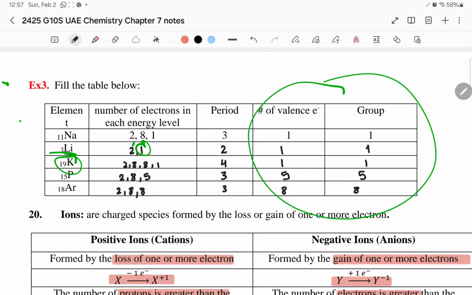So K19, it's 2,8,8,1, so it's in period 4 because you have 1, 2, 3, and 4. And it ends with 1, so it has 1 valence electron, so it's in group 1. Now 2,8,5, so it's in period 3 because it has 3 numbers, and the number of valence electrons is 5, so it's in group 5. Here argon is a noble gas, so 2,8,8, it's in period 1, 2, 3, so it's 3, and its last number is 8, so it's in group 8.